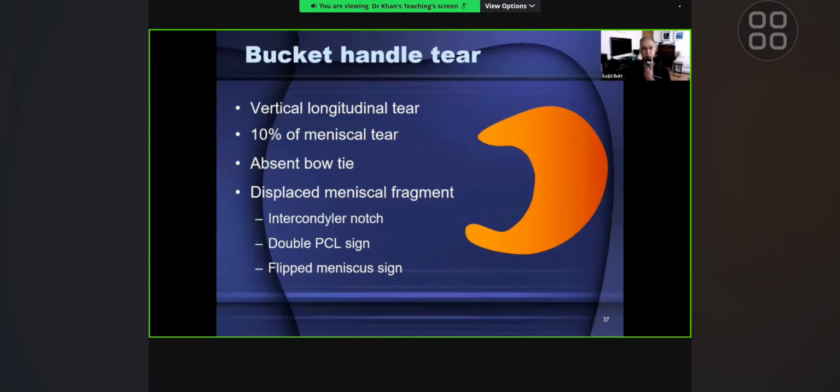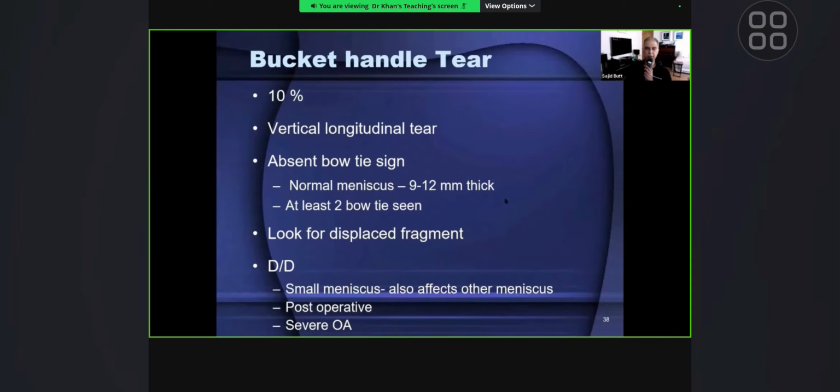And once you have seen an absent bow tie, then you look carefully in the intercondylar notch or at the peripheral margins of the meniscus, and you will see a displaced meniscal fragment, either giving rise to a double cruciate ligament sign or a flipped meniscus sign. So a longitudinal tear happens, and with the passage of time, it just gets bigger.